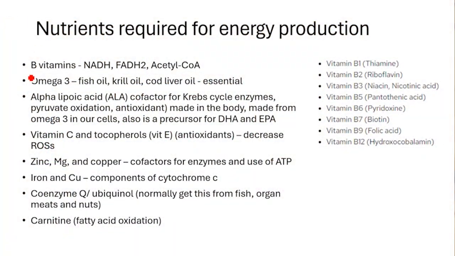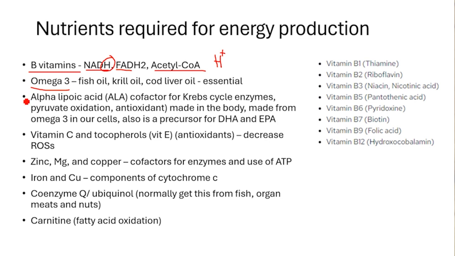Everything needs ATP. So we need to have our B vitamins because these are the vitamins that are helping us to produce the NADHs and the FADH2s and our acetyl-CoA, so that we have all of these protons to be able to use that gradient to make energy. So we need B vitamins. We need healthy membranes. We need omega-3. You can get that from fish oil, krill oil, cod liver oil. Omega-3 is an important anti-inflammatory molecule that we use in all of our cell membranes.